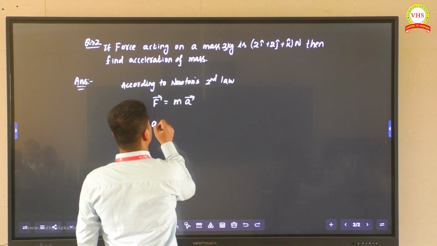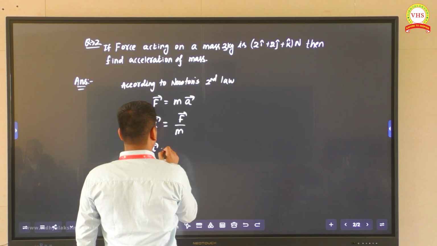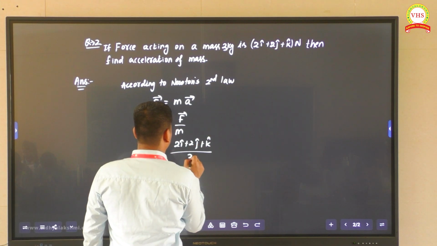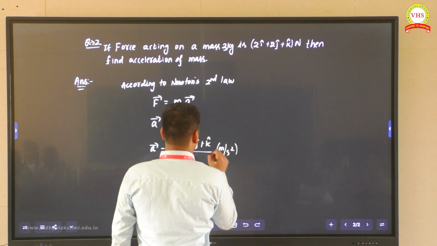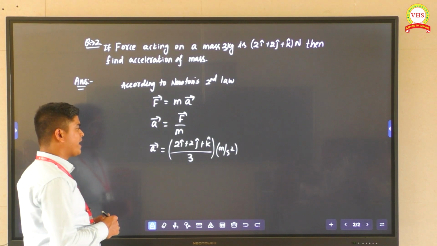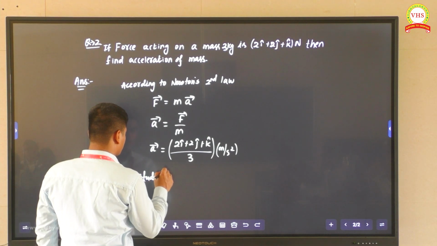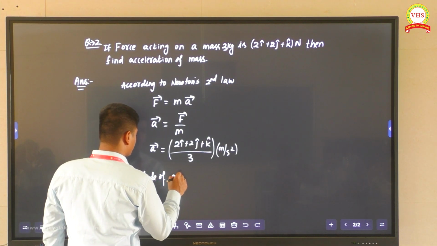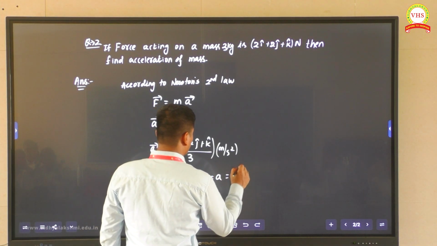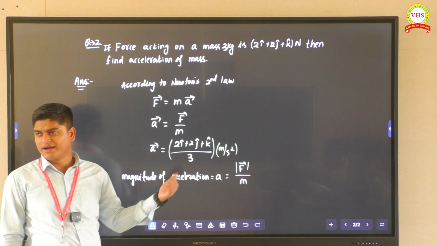Now they are asking for a here. So I'll write F by m. Now a equals (2i cap plus 2j cap plus k cap) divided by 3 meter per second square. Are you getting it or not? So this is the acceleration vector. But suppose you want to find the magnitude of acceleration. What do you have to do then? You have to do the magnitude of F vector divided by mass. Yes or no?